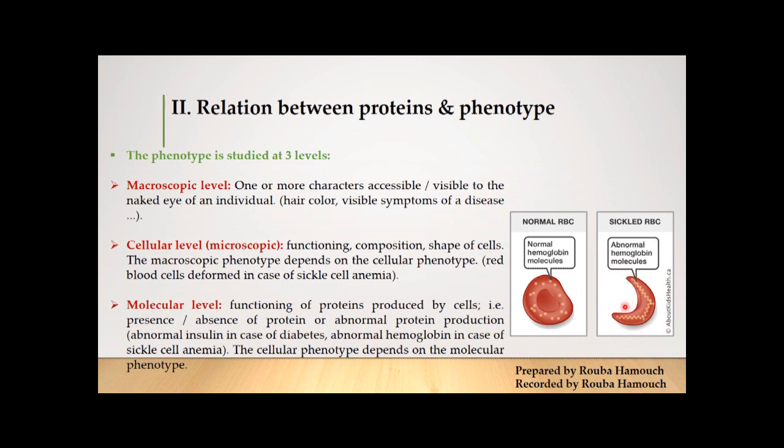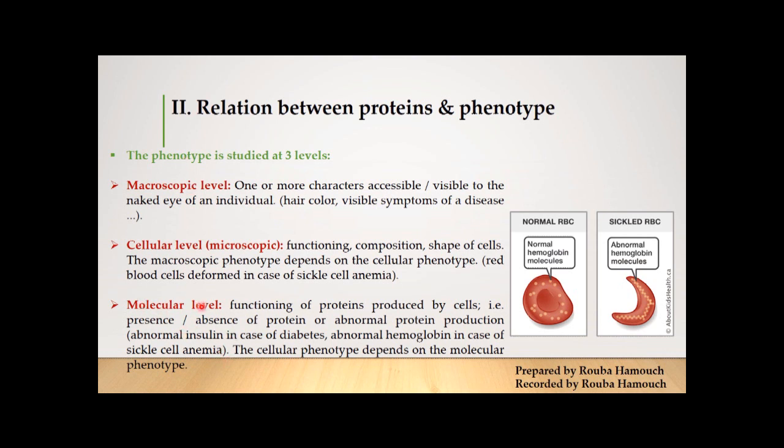This elongated abnormal form of the red blood cell will cause a disease called sickle cell anemia, which is the macroscopic phenotype. Anemia is a macroscopic phenotype characterized by pale skin, fatigue, etc. So you see, the cellular phenotype affects the macroscopic phenotype.